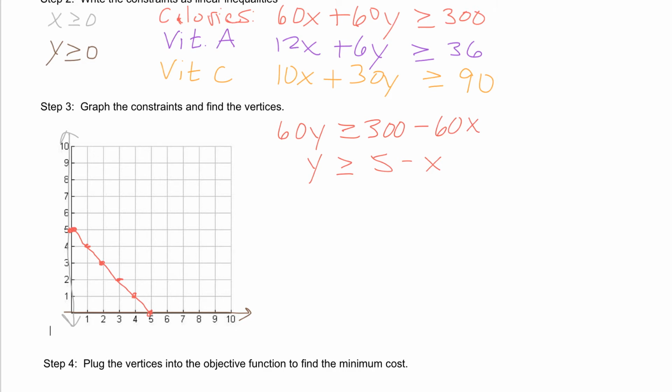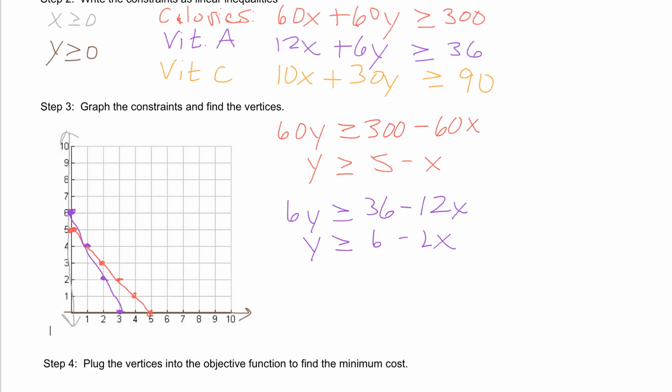All right, then I'm going to go ahead to my vitamin A line, my purple one. I'm going to start by subtracting that 12x over to the other side. So I have 6y is greater than or equal to 36 minus 12x. And then I'm dividing everything by 6. So y is greater than or equal to 6 minus 2x. If I graph that, I have a y-intercept of 6. And then I'm going down 2 and to the right 1. And then draw on your straight line.